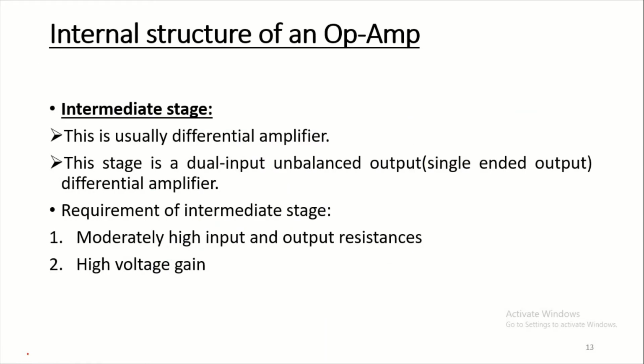The second one is the intermediate stage. It has two inputs and only one output, so it is called a dual input but unbalanced output differential amplifier. The requirement of the intermediate stage is moderately high input and output resistance, and it has a high voltage gain.